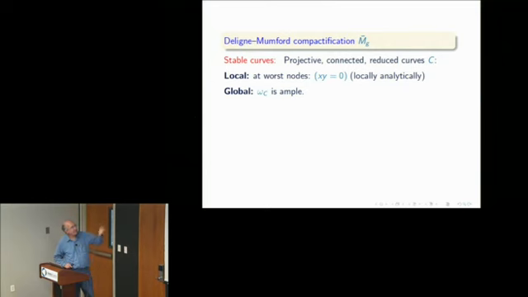And now the more interesting condition, the one that we would then try to generalize to higher dimensions: there will be a local condition that the singularities should not be too bad. In the curve case, we want to allow only nodes. So locally and analytically, we just have two smooth branches meeting transversally. And there will be a global condition that omega C is ample.